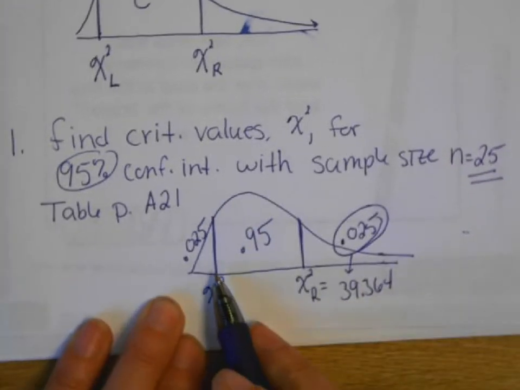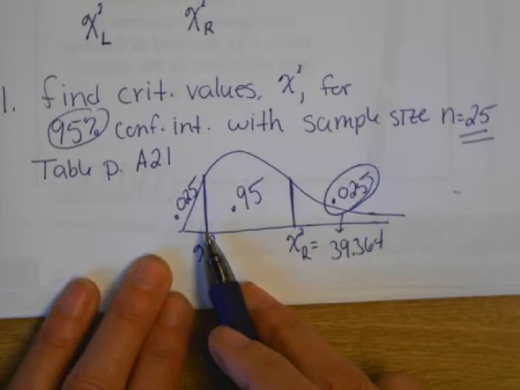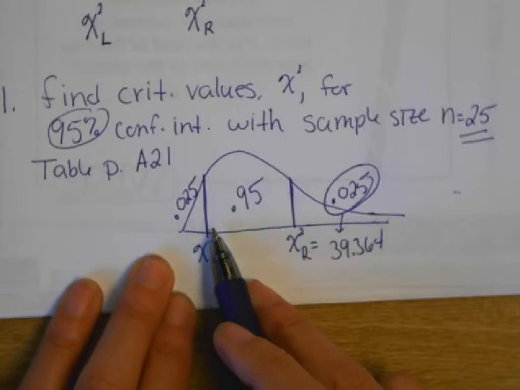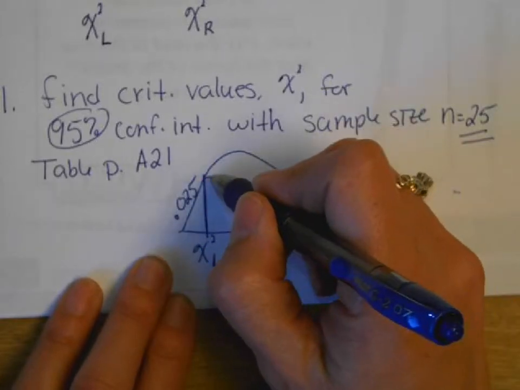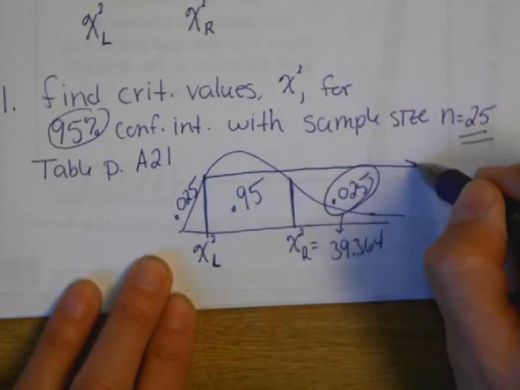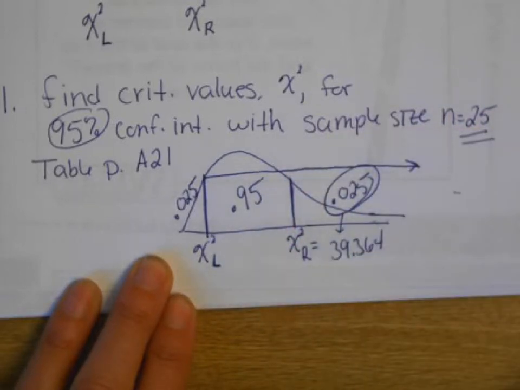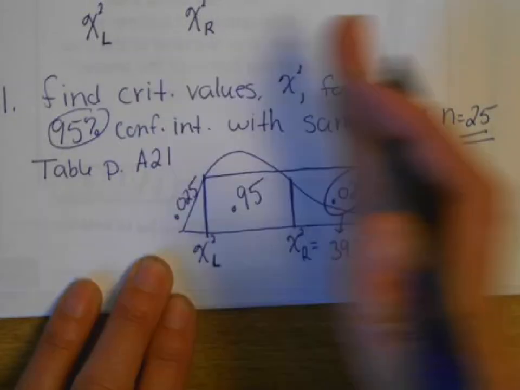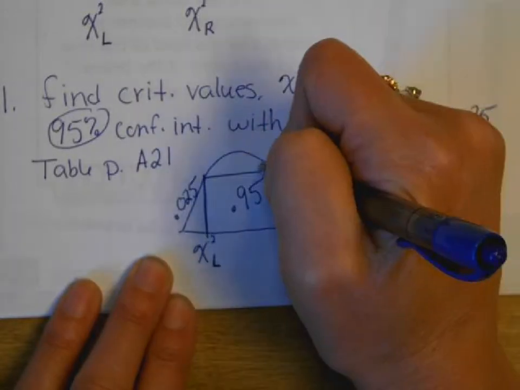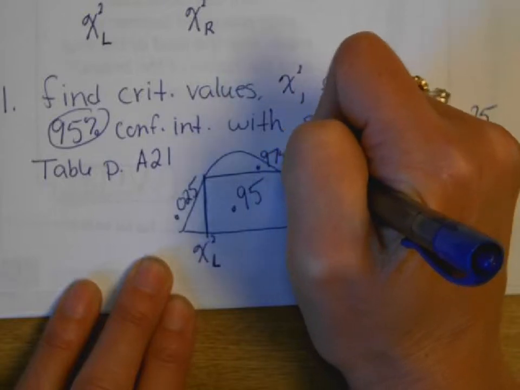Now I've got to find the chi-squared left value. This one back here. So I need the total area to its right. How much total area is to the right of that one? 0.95 plus 0.025. So how much total area is that? 0.975. You've got to add the total area to the right. 12.401.